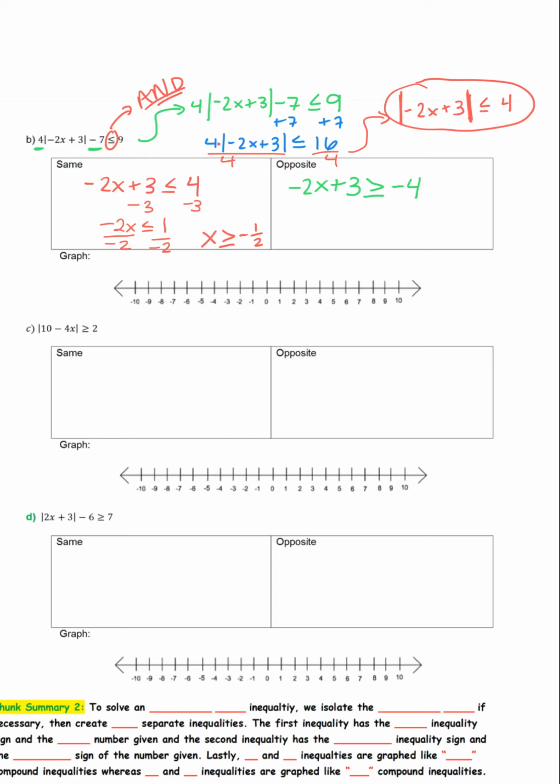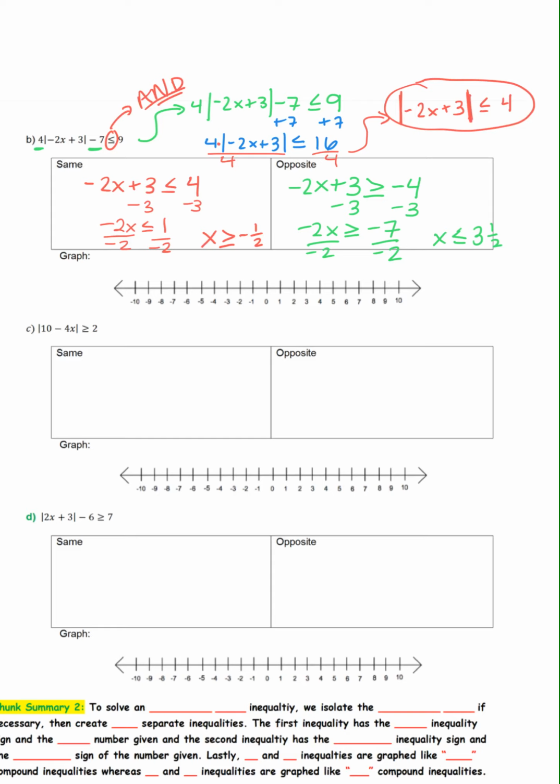Then I'm going to go over to the green side, and now I'm going to subtract 3, I get negative 2x is greater than or equal to negative 7. I'm dividing by a negative again, so my greater than or equal to sign is going to become less than or equal to, and negative 7 divided by negative 2 is positive 3.5. And now all I have to do is graph these guys.